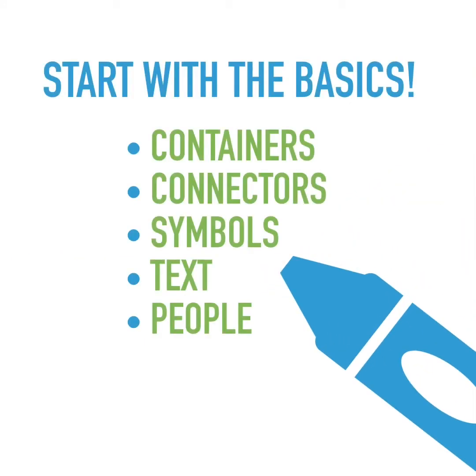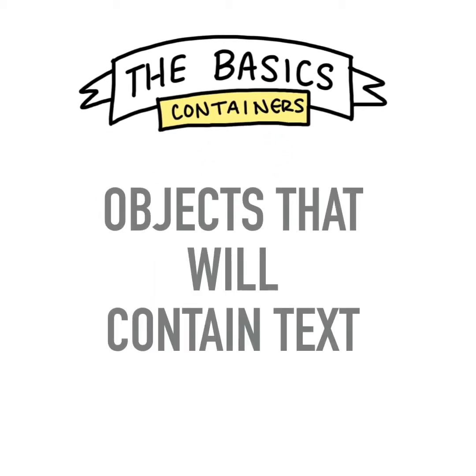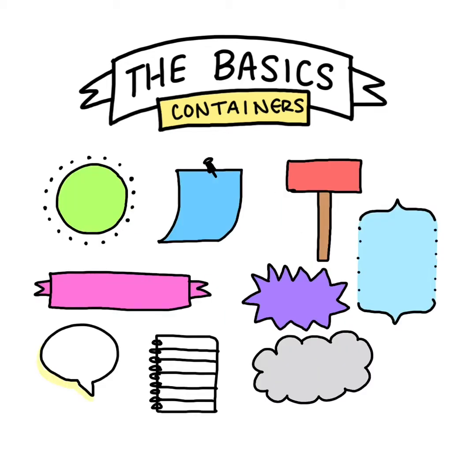Begin with the basics: containers, connectors, symbols, text, and people. First, let's talk about containers. Containers are objects that will contain text. They are very important because they help turn our text into a picture. Here are just a few examples.